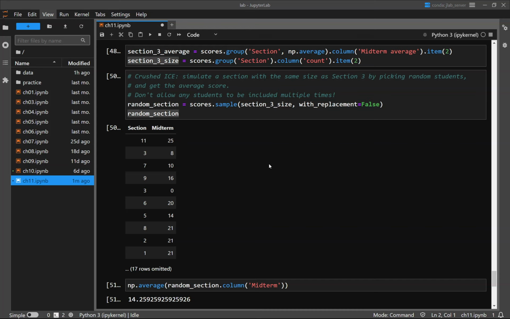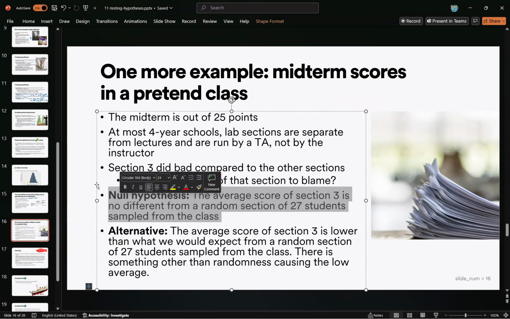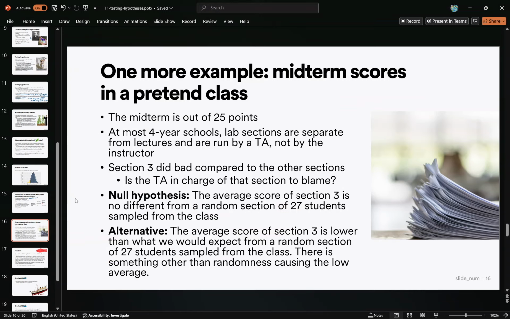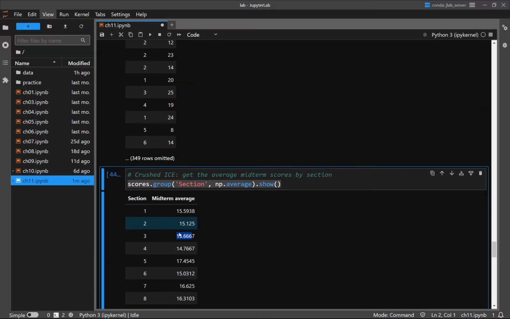Let's make a bunch of different ones. Let's simulate our model under the null hypothesis 10,000 times again, and pick a bunch of random section 3 students, take their midterm score average, and see how often is it the case that the scores were this bad. Because if that happened pretty often, then it's not the TA's fault.